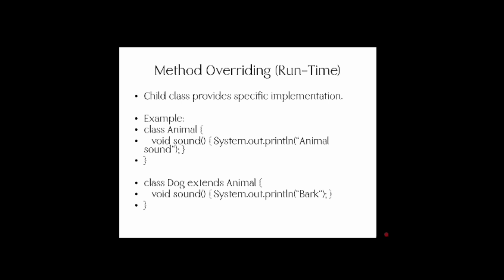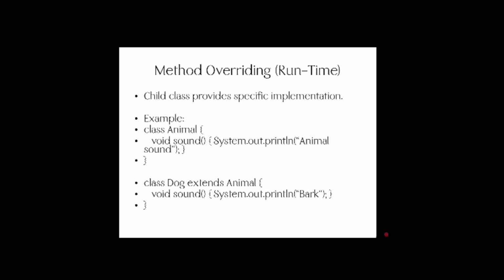Here we can see a simple example. The class name is Animal, and we use the method sound, and in that we told it to print animal sound. And again we gave class Dog extends Animal, where Dog is the subclass and Animal is the superclass. And again we gave the same method, that is sound, and in that we told it to print bark, where we gave the same method again, and that is overriding.